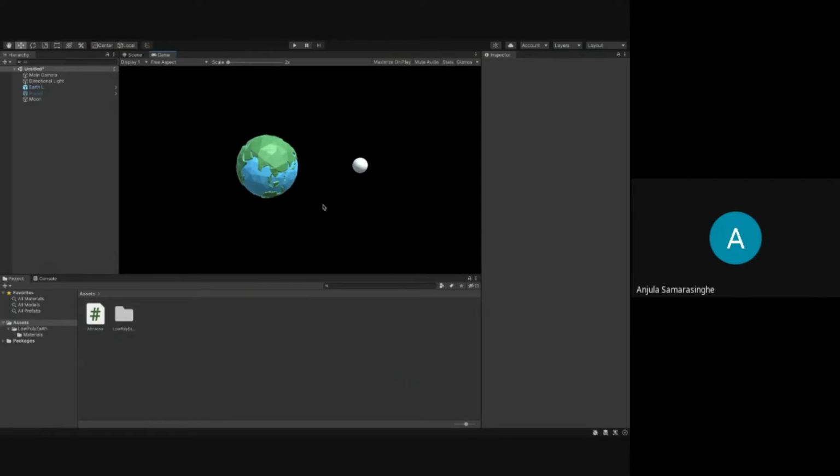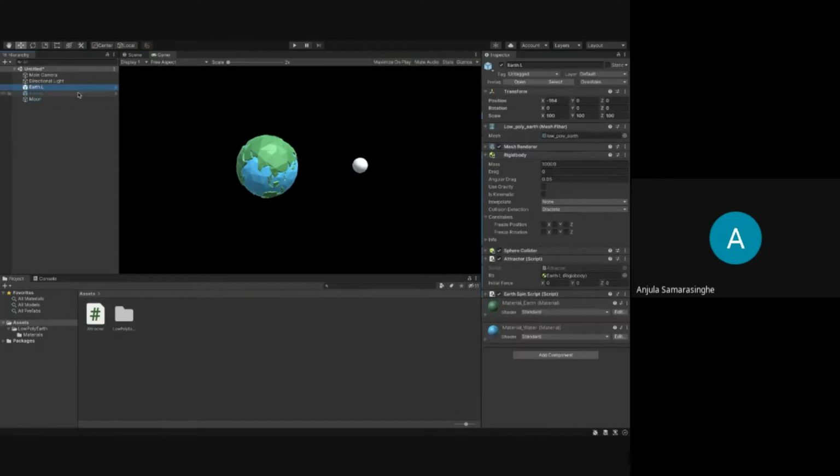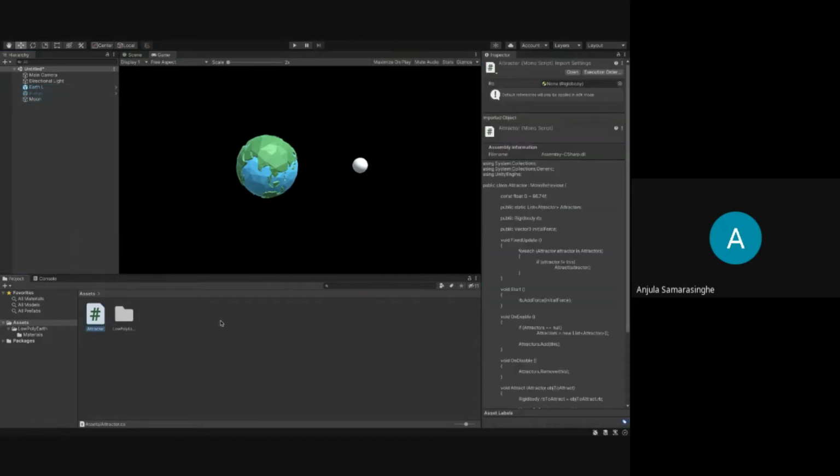So now we know that there's an attractive force called gravitation. It works on every two objects in this universe. Here I have created two objects, one of them is Earth and one of them is Moon. Each of these objects has a mass, and there's also a script called attractor that I created to calculate the gravitational force between the objects, added to each of these objects.